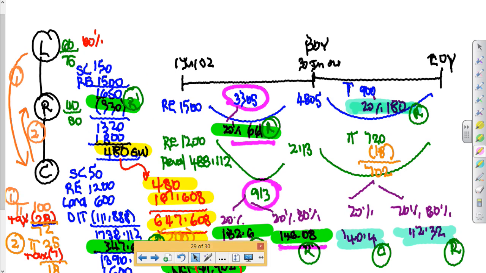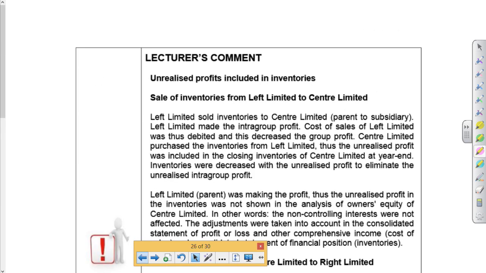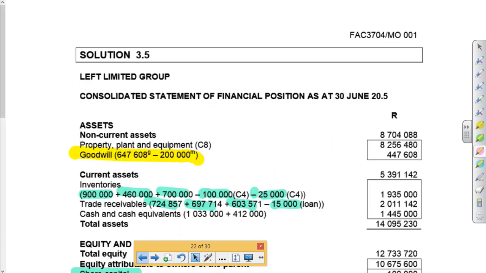So you need to do all the calculations so that you can then go and check the numbers in the solution to see if your numbers come back to those numbers. So that's what I want you to do. For example 3.5, if you've got the time now, set up your financial position, your P&L, your statement of changes in equity, and do the question in full. If you don't have the time, then at least do all the calculations, including the NCI numbers and the retained earnings numbers, and go check to see if you can get back to the numbers that they are showing in the solution.